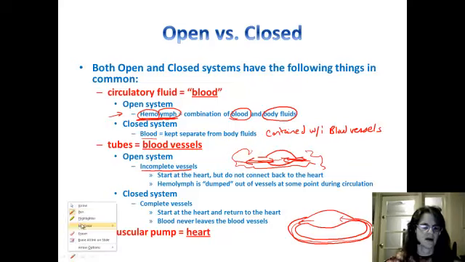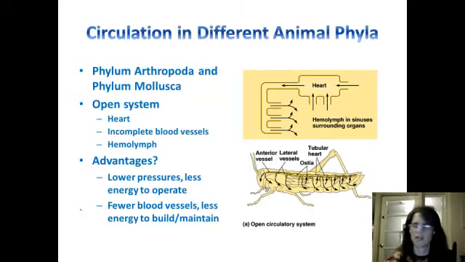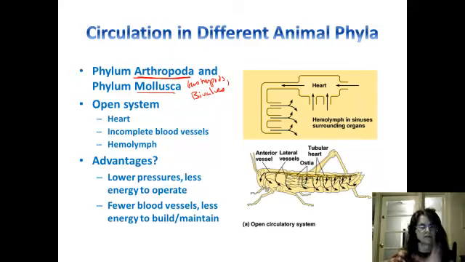And of course there are many types of hearts, depending on which type of critter you're talking about, and some have more than one chamber, and we'll talk about that. So in phylum Arthropoda, the crustaceans and the insects, and phylum Mollusca, in particular in the gastropods, the snails, etc., and the bivalves, we have an open system. Okay, we're going to see the cephalopods are a bit different.